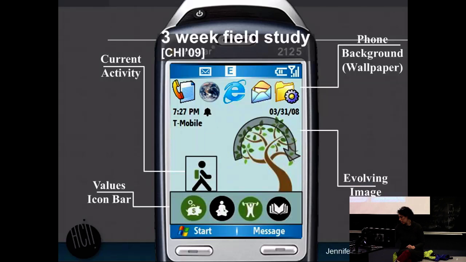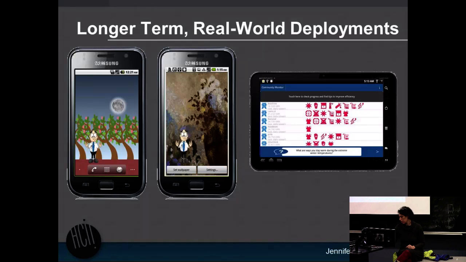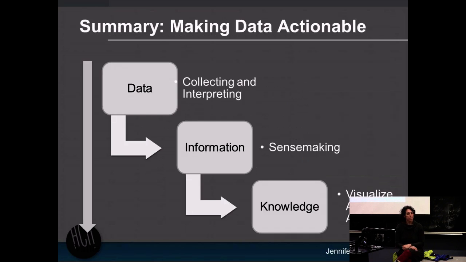Finally, I would like to take questions and end here.